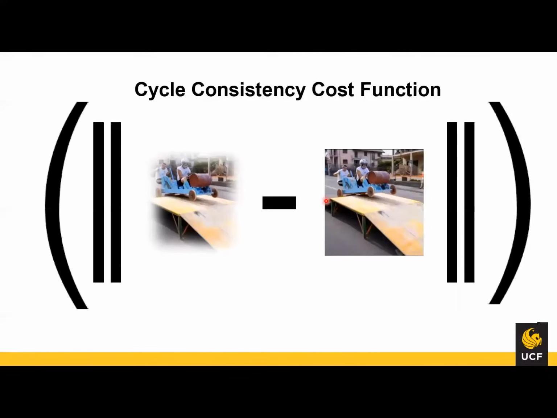So what we're really doing for the cycle consistency loss is we're taking that third image that we've generated, and we're going to find the L1 distance between the ground truth center image and the generated center image.